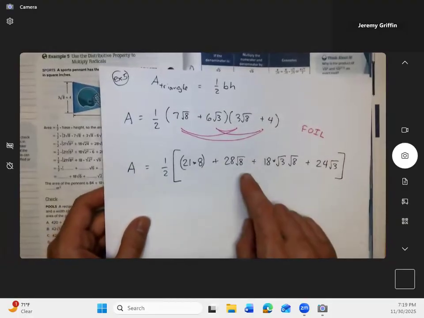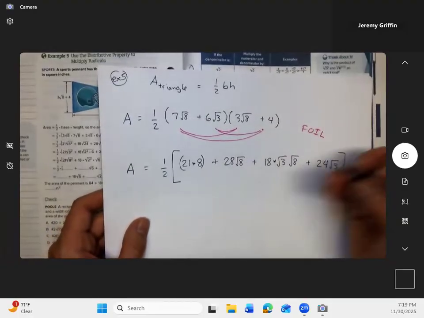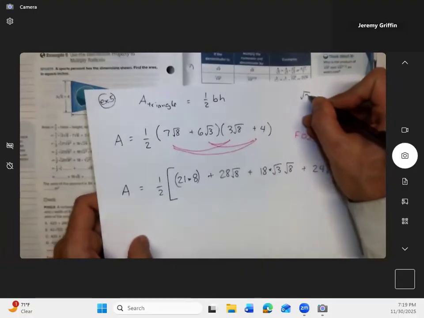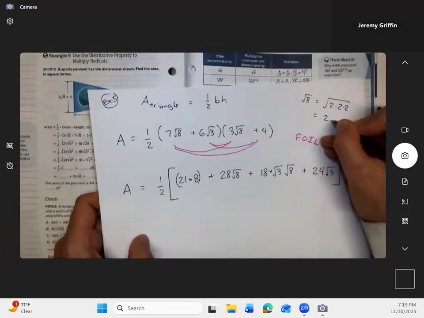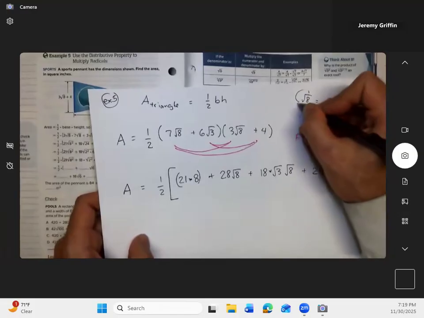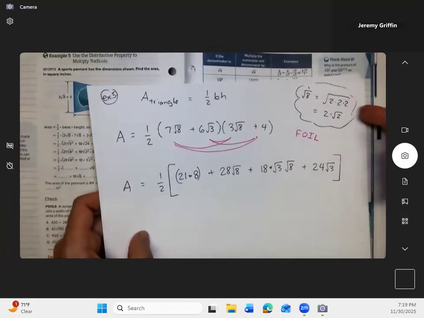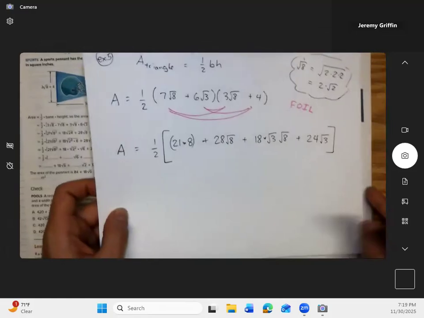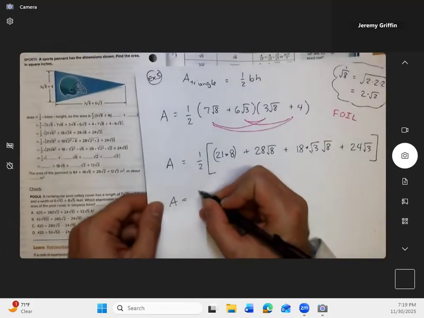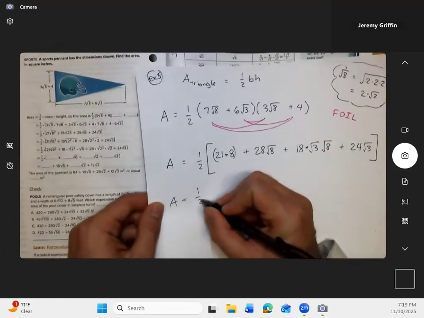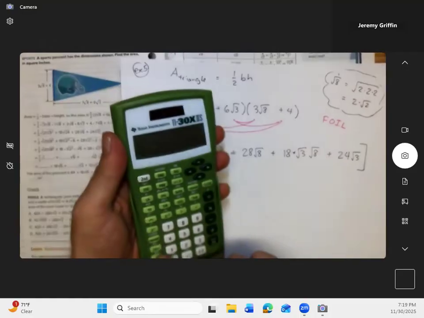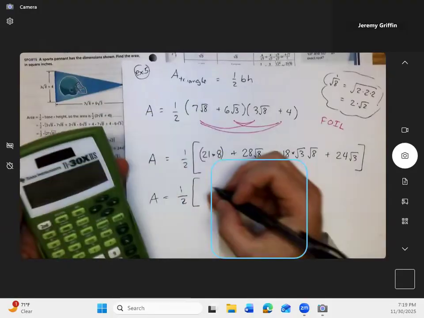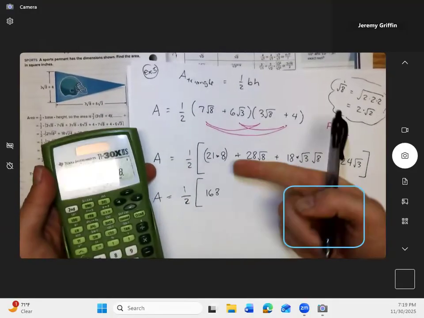Something else I see here too is the square root of 8. Maybe I'll write this in the corner. The square root of 8 is the square root of 2 by 2 by 2, which is the same thing as 2 times the root 2. A little thought cloud here. And maybe I'll insert that right here and see what happens. So the area is 1/2 in my brackets. Now what is 21 times 8? Something big, 168. So that comes right there.